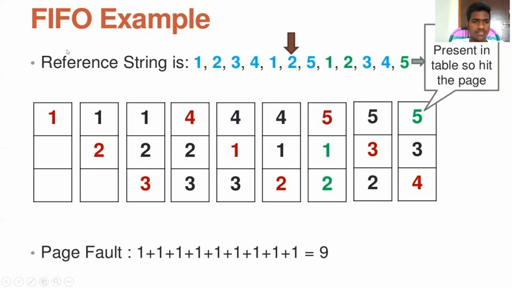As you know, first in, first out means whatever process entered into this frame first has to be executed first, and it has to be retrieved. It has to go out first.